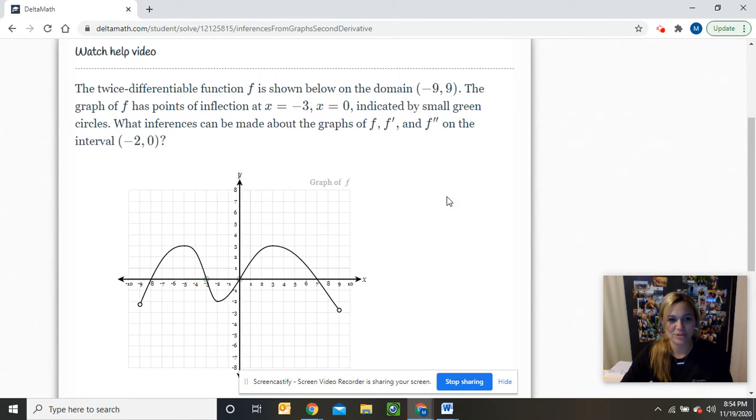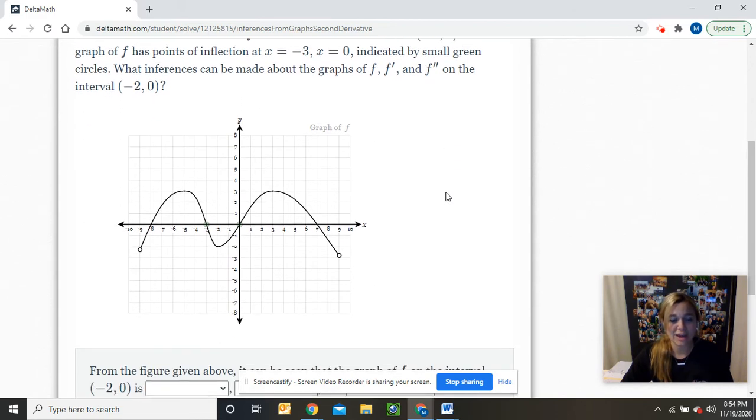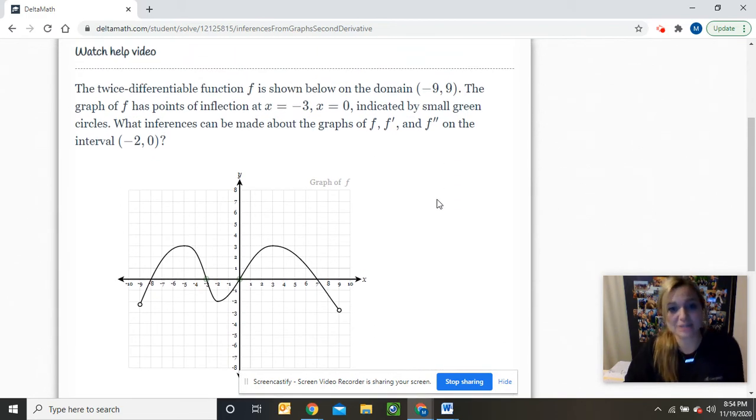I am going to be able to do another one. So this one is the graph of f. So this is slightly different. So if you've got a graph of f, and I'm looking at x, f, f prime, f double prime, so I'm doing the same thing that I did before, but now I'm given a graph of f.